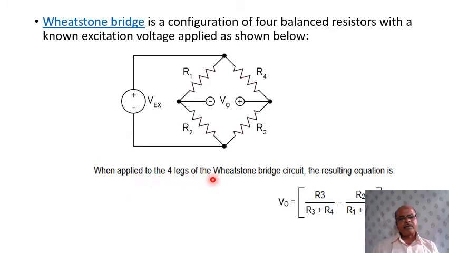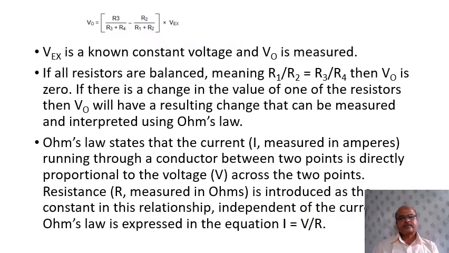When applied to the 4 legs of the Wheatstone bridge circuit, the resulting equation becomes V0 equals R3 upon R3 plus R4 minus R2 upon R1 plus R2, into Vx, where Vx is a known constant voltage and V0 is the measured voltage. We have to find the voltage.